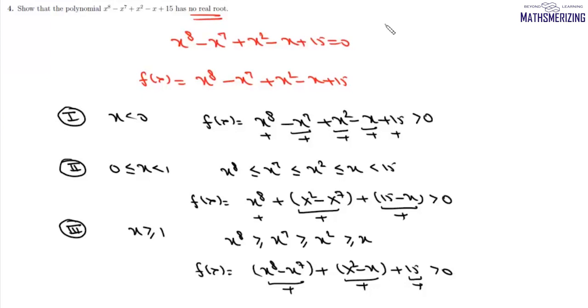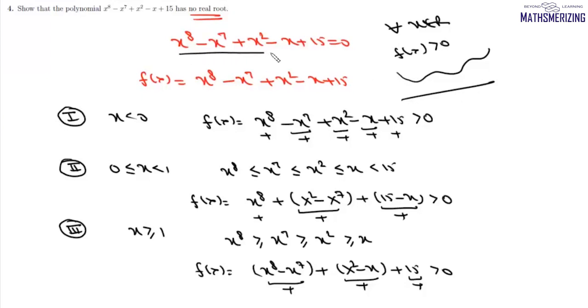So for all x belongs to R, this f(x) is greater than 0. That means the graph of f(x) will always lie above the x-axis. So this function will never intersect the x-axis. That means this equation will have no real root. And that is the answer to this question.